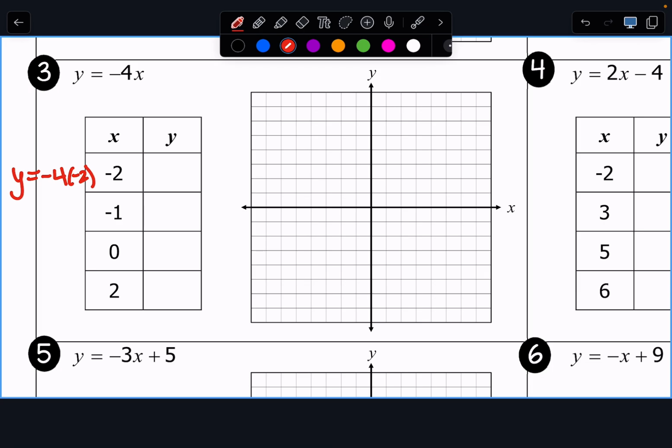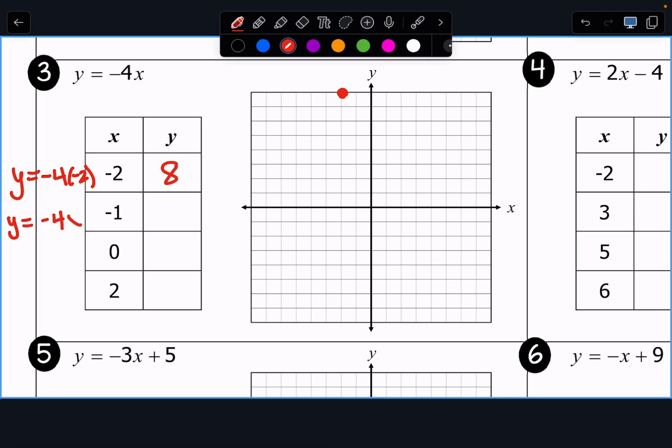But notice how I used the parentheses. What's 4 times negative 2? Sorry, negative 4 times negative 2. 8. At any time, if you think you need a calculator, you go get one. So this coordinate, we're going to go left 2 and up 8. Maybe you're really understanding this and you don't need to show your work. That's fine. But I'm going to write it over here.